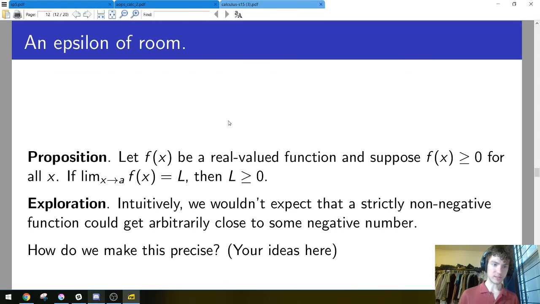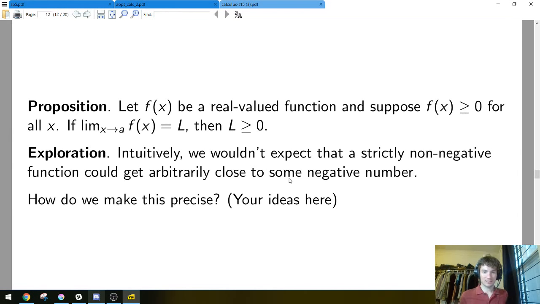Okay, so I will ask you again, since my mouth is getting dry from speaking, to read the proposition. All right, Mike is unmuted. Proposition. Let f of x be a real valued function, and suppose f of x is greater than or equal to 0 for all x. If the limit of f of x as x approaches a equals L, then L is greater than or equal to 0.